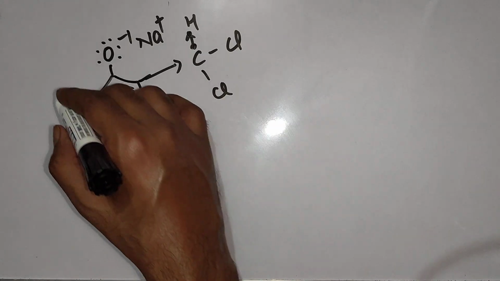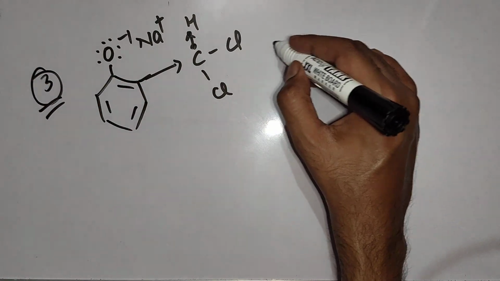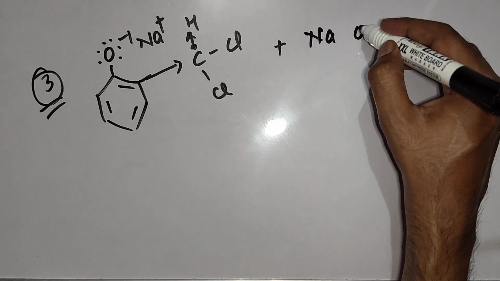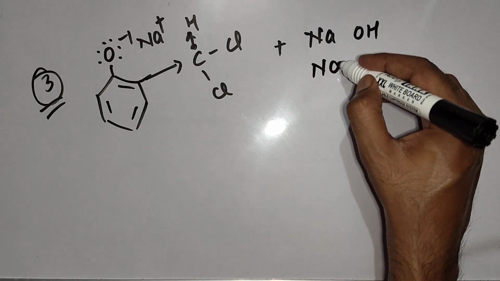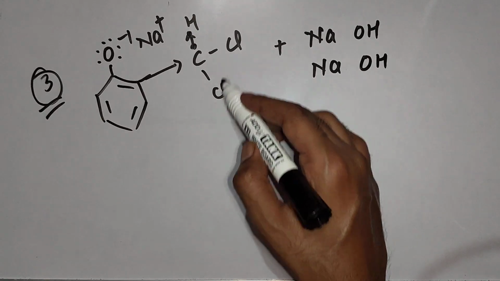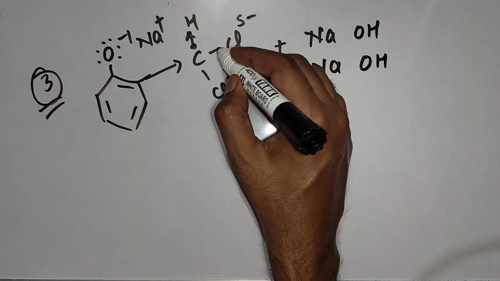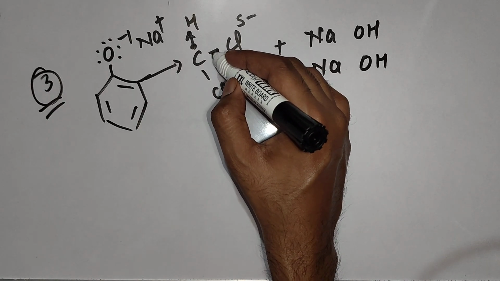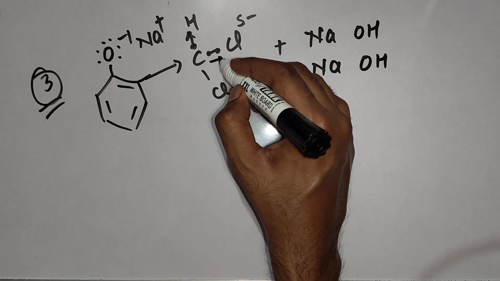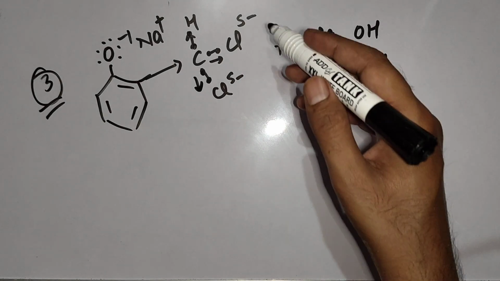Now, next step, you know what will happen. Third step. Let's make a third step here. In the third step, these two Cl will be substituted by OH groups. These two chlorines have a negative charge on them. Why? Because chlorines are more electronegative than carbon, so electrons are transferred toward the chlorine side. That's why they are carrying a negative charge.